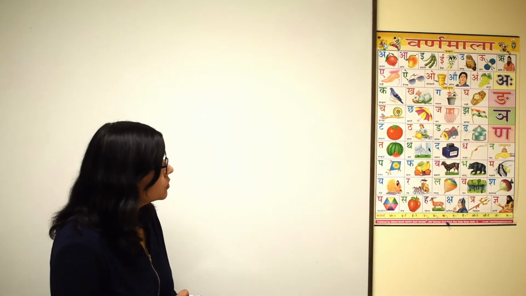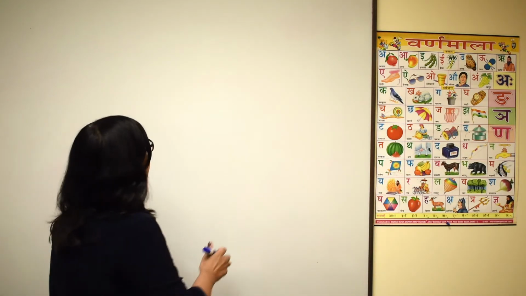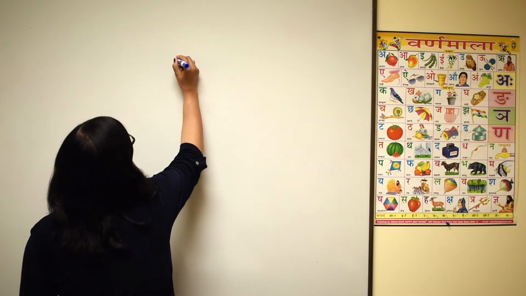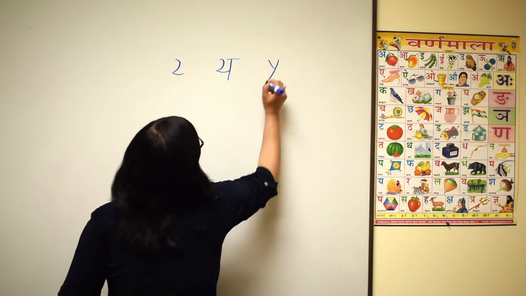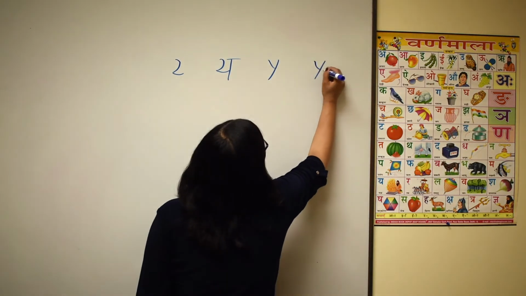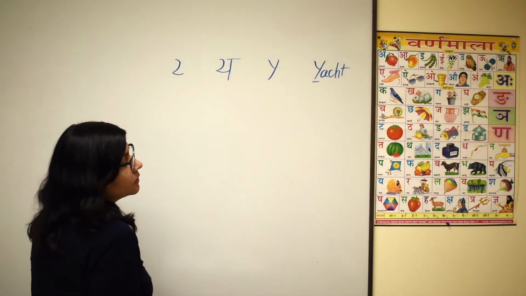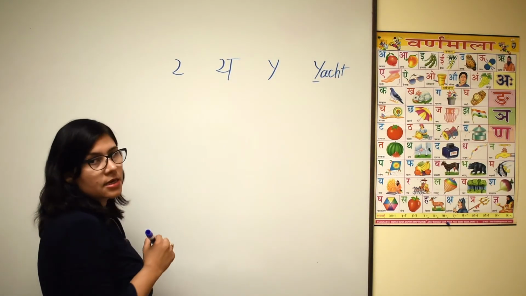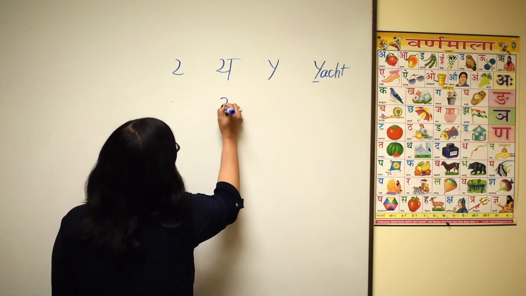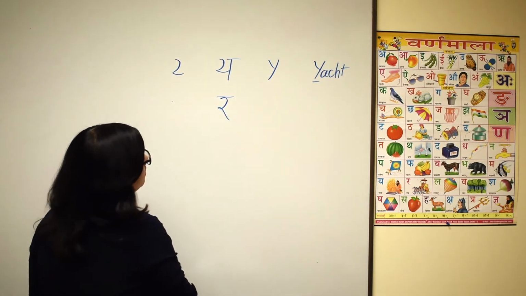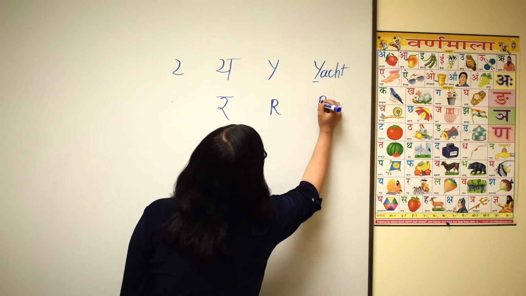So now we will do our semi-vowels in the next row. Okay, the first one is y. Okay, so that's our y. Okay, y as in yacht. Okay. The one after that is r. Okay, so we can write R like this. That's our R. Okay, R as in rest.